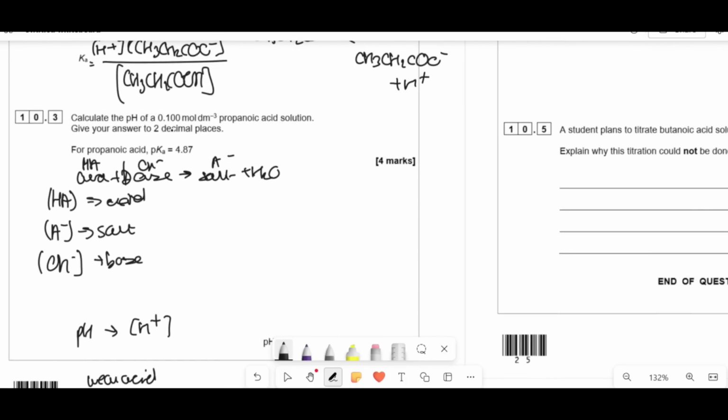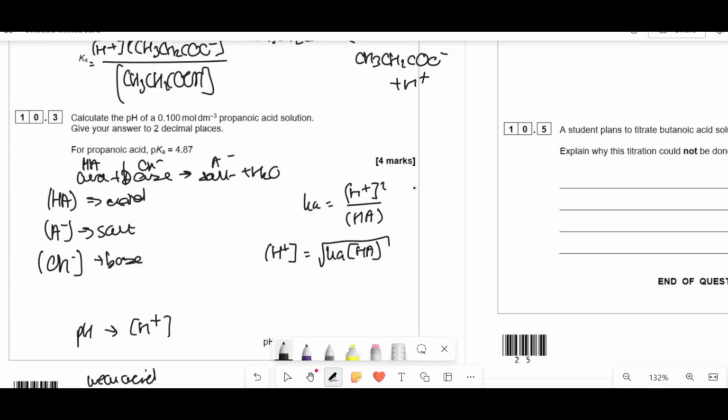It says find the pH of this propanoic acid solution. Think, do we have a weak acid or do we have a weak acid and its salt? We have a weak acid only. So we're going to use Ka equals H plus all squared over HA. Right? Now, what information do we have? Well, sorry, let's rearrange this first. So then H plus squared is going to equal Ka times HA, right? So all I have to do is square root that.